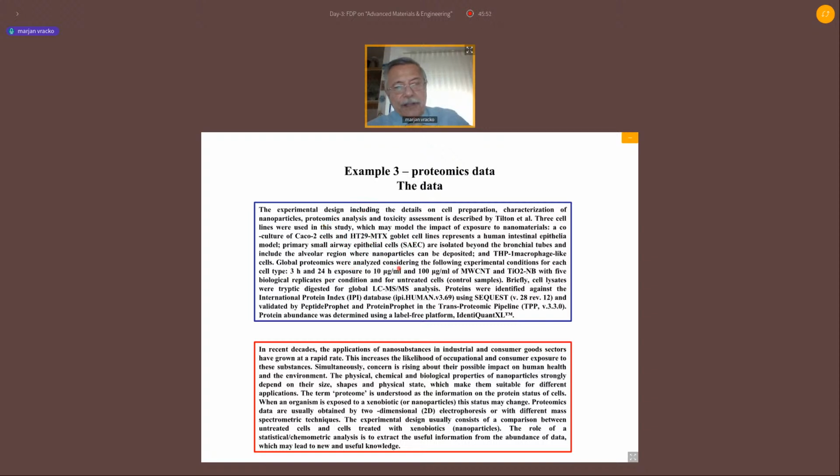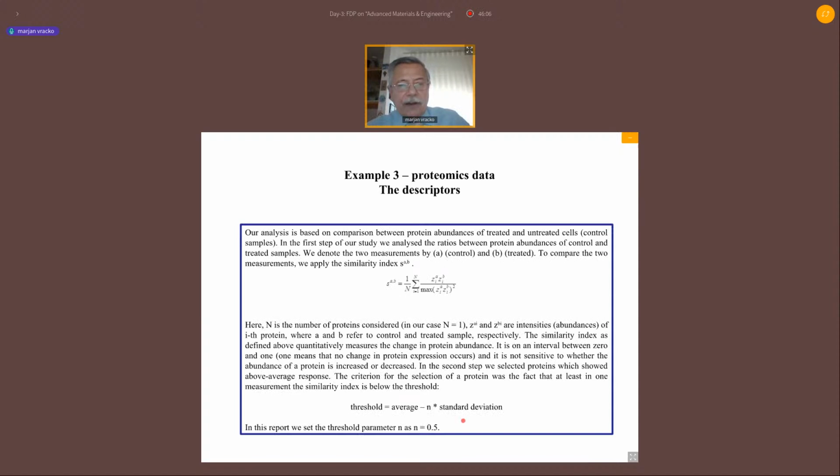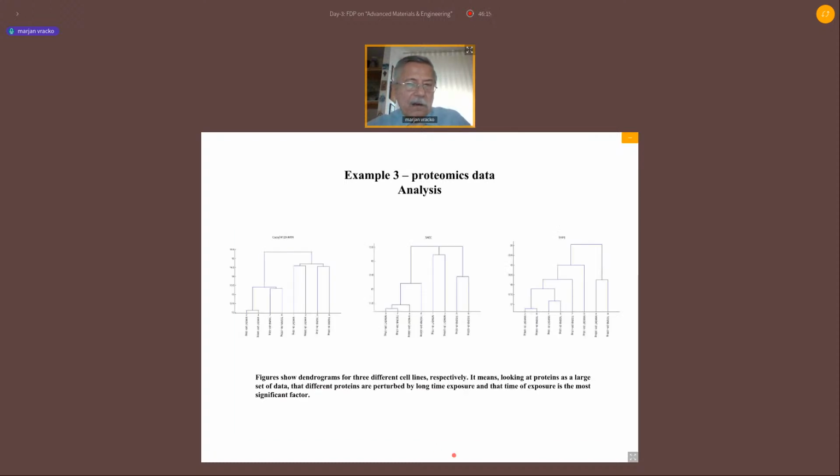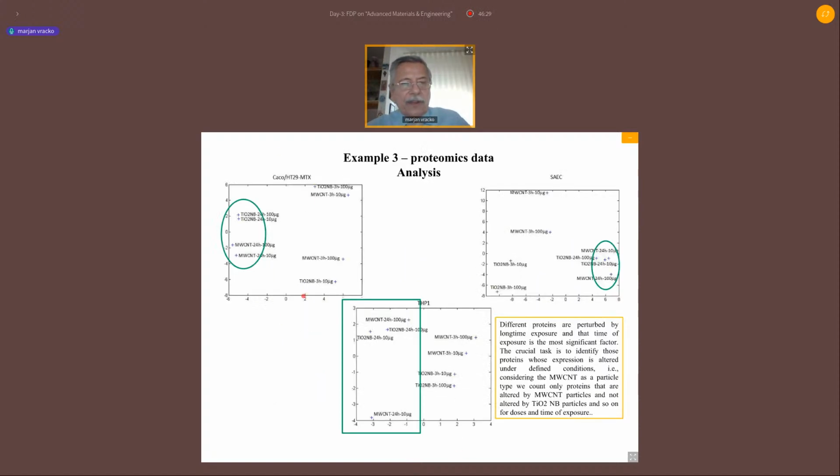Three different cell types were exposed to different nanoparticles under different conditions. So, each measurement has about 2,000 proteins. So we have quite a big data set. We evaluated those proteomes and individual proteins, making different chemometrical analyses. For example, we analyzed the distances, or we analyzed the PCA and self-organizing maps. What was the conclusion?